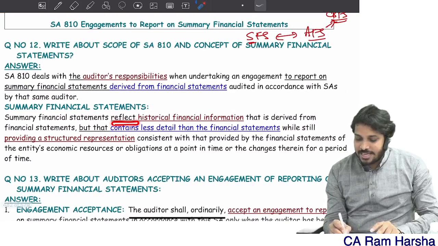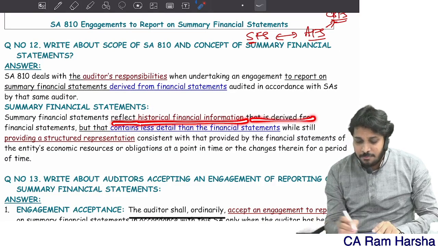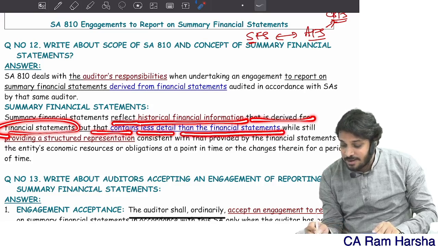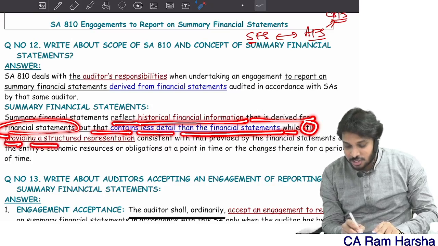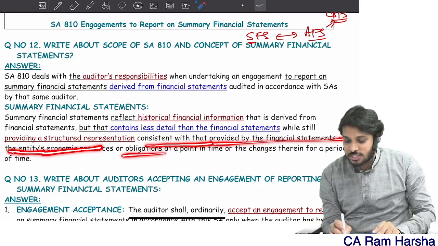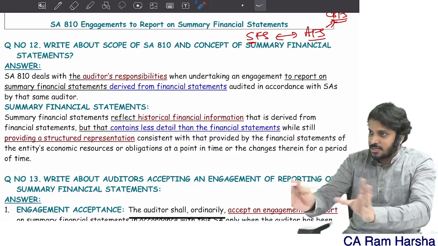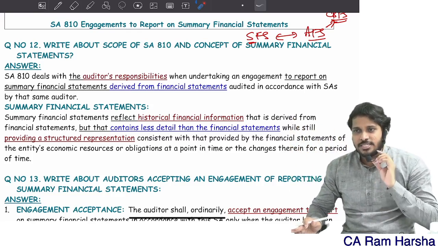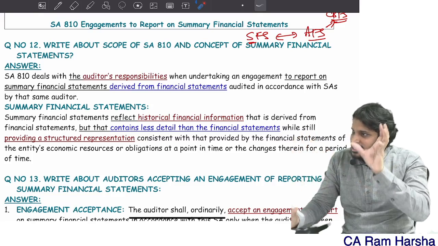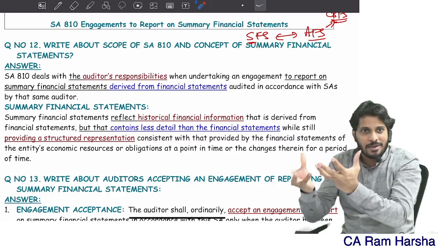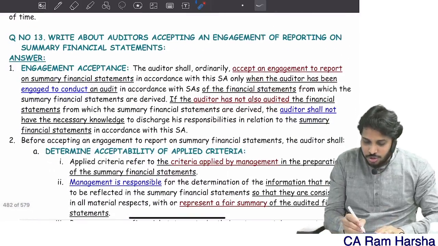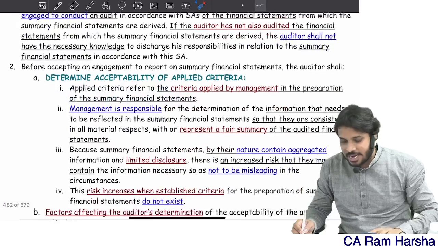Now summary means what? They reflect historical information that is derived from financial statements but contains less detail than financial statements, while still providing a structured representation consistent with that provided by financial statements of the entity's resources and obligations at a point in time, or changes therein over a period of time. Though it is less detailed, it is still giving valuable information just like financial statements about economic resources and obligations at a time or changes thereover a period of time. So summary financials means that. You should not accept if you have not audited the main financial statements.